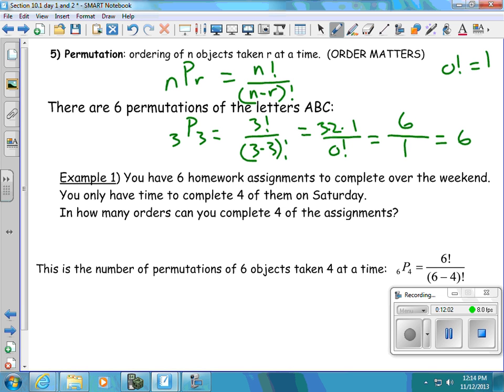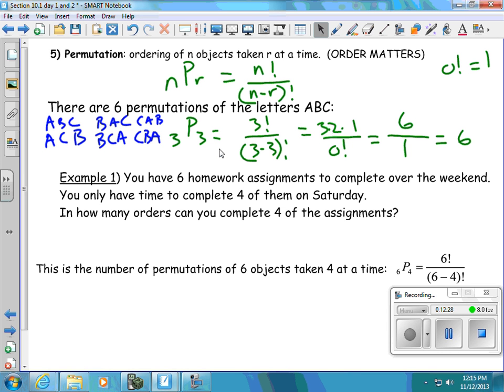Another way you could do this is you could list them all out, right? A, B, C, A, C, B. And then we could do B, A, C, B, C, A. And we could do C, A, B, and C, B, A. So those are the 6 ways we can order them. Okay? Let's look at another example here.